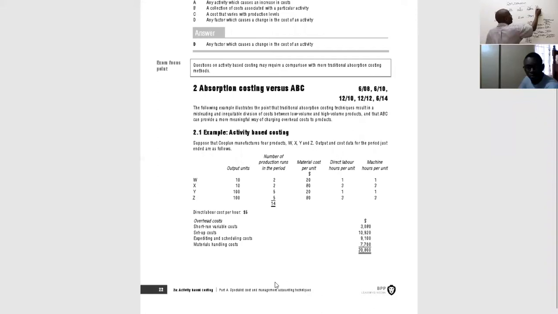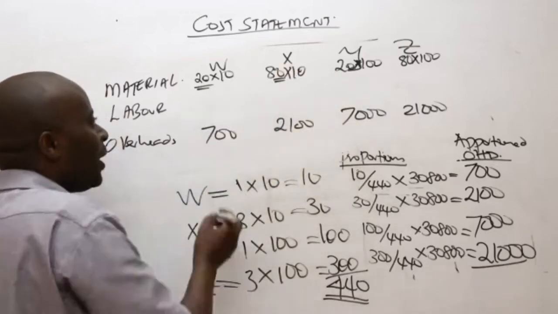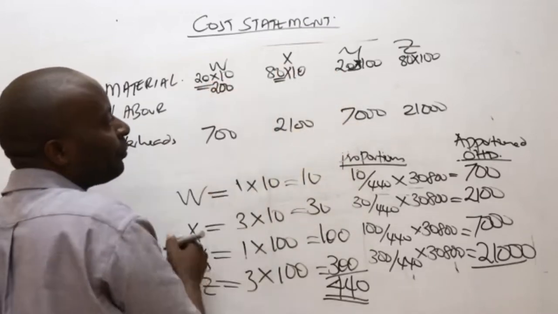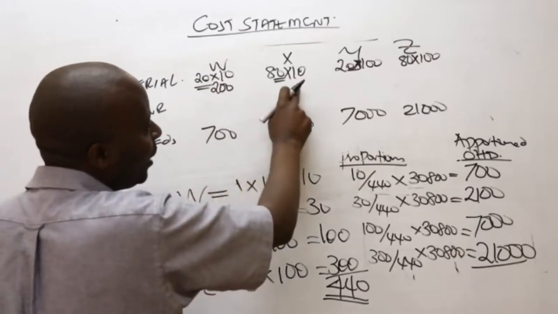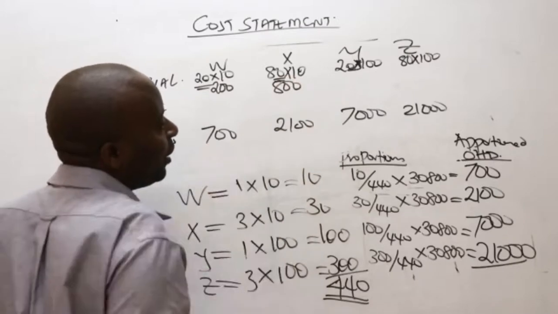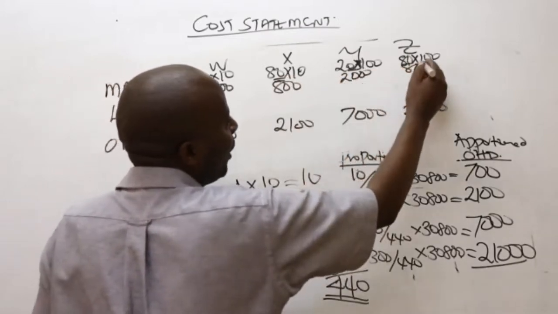So please show them the screen here. 80 times 100. What do we have here on the board? What figures do we have here? Please give us figures. The first one is 200. This one here will be 80 times 10, giving us 800. This will be 2,000. This will be 8,000, like that.